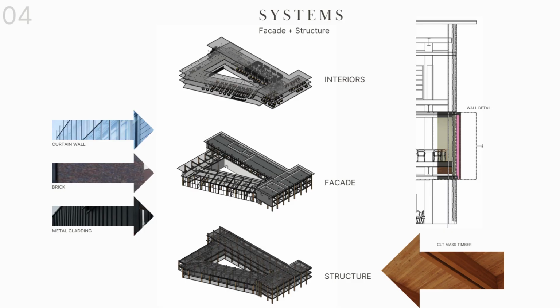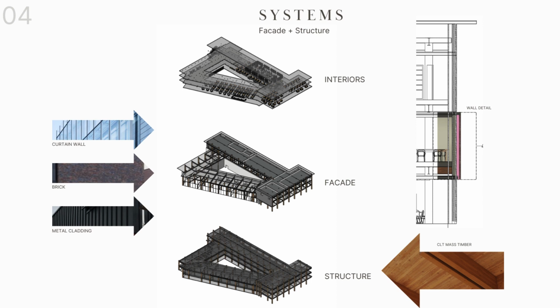Moving on to systems, so I have my interiors, my facade, and my structure laid out here. The interiors just include furniture, lighting, different floors throughout there. And then for the facade, I have curtain wall, brick, and metal cladding as parts of the facade throughout the building. And for the structure, I have chosen to go with mass timber.